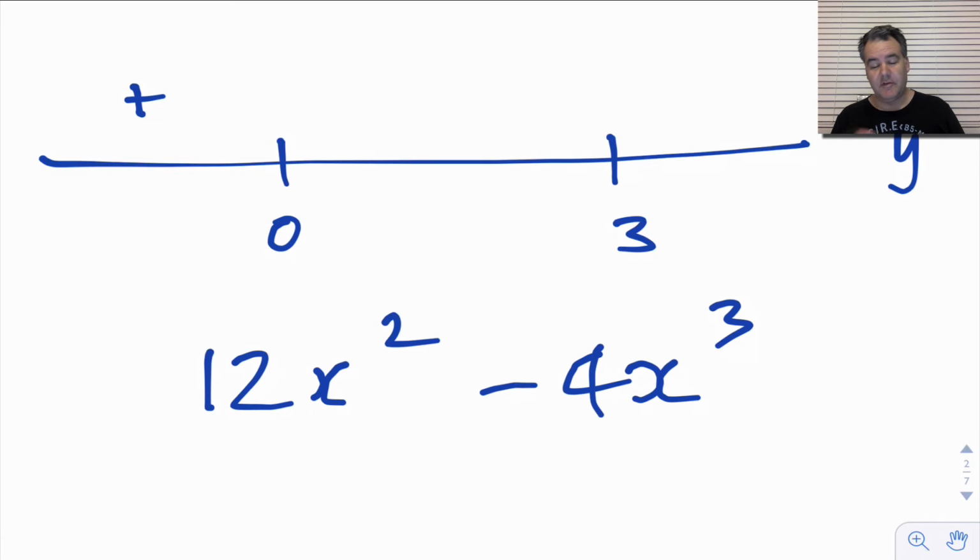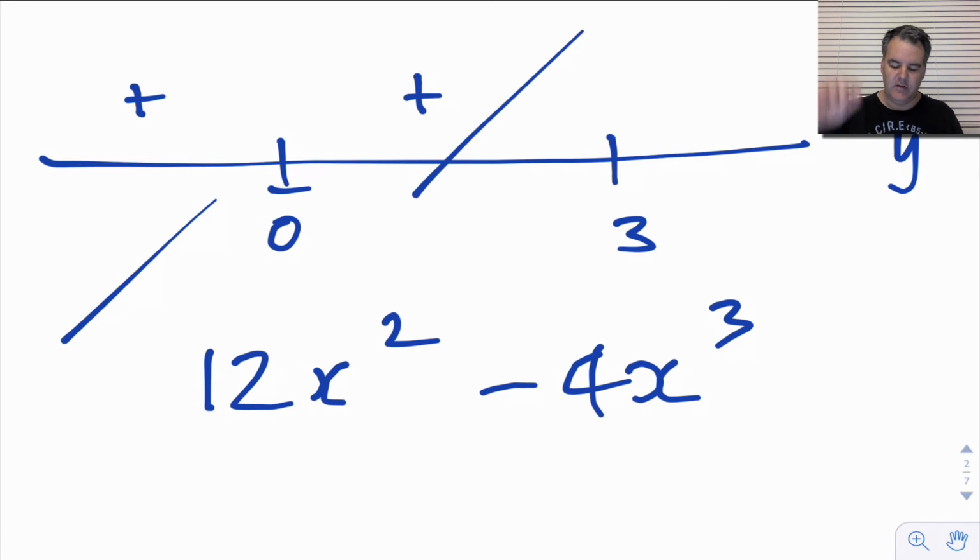What's going on just after 0? So chuck in 1 there. 12 times 1 squared is 12 minus 4 times 1. It's also positive. So the curve's going to slope up. We know that it's 0 there, and it's also then sloping up again. So that clearly shows the shape of the curve and showing that that is a stationary point of inflection.